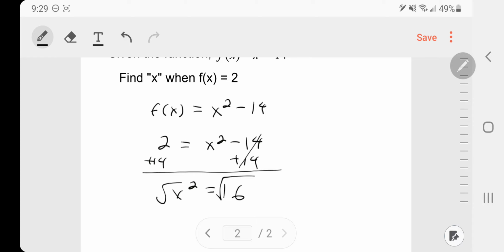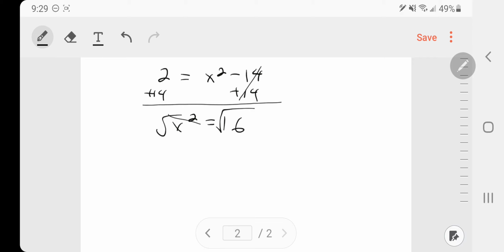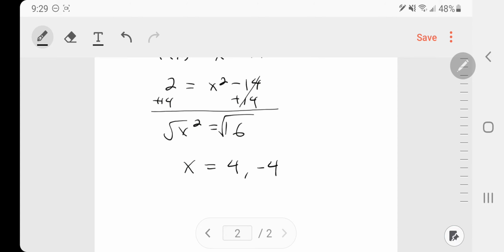And we take the square root of both sides to get rid of that squared. Again, the inverse of squaring something is taking the square root. So I get x equals, and this one's actually going to have two solutions. We could have 4. We could also have negative 4 because 4 squared would be 16 and negative 4 squared is also 16. So this one has a positive and a negative root.